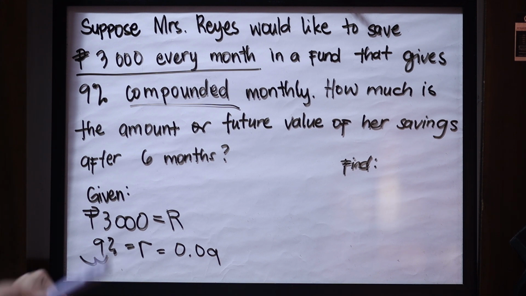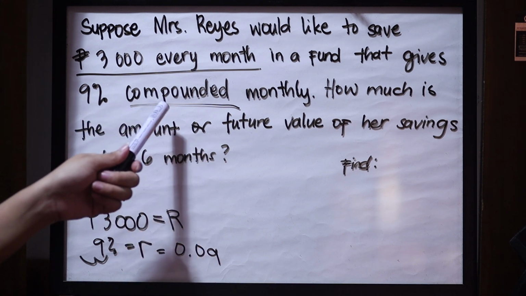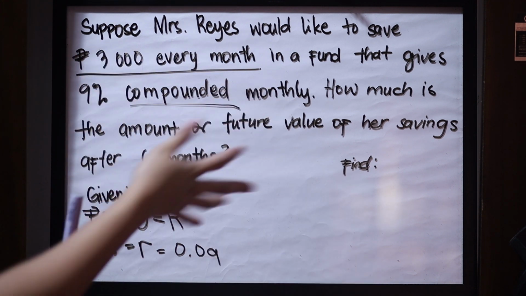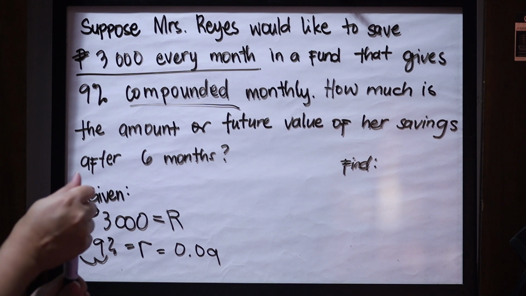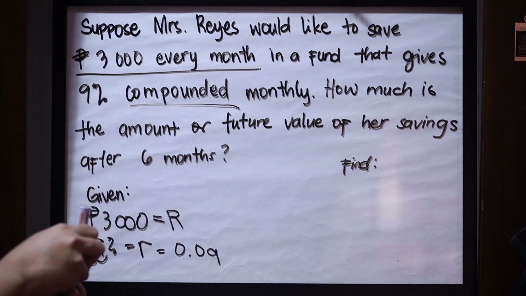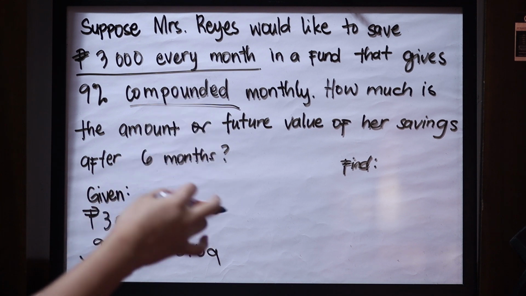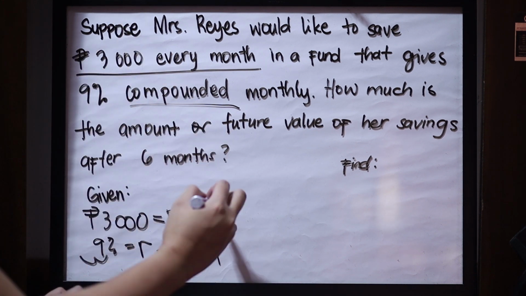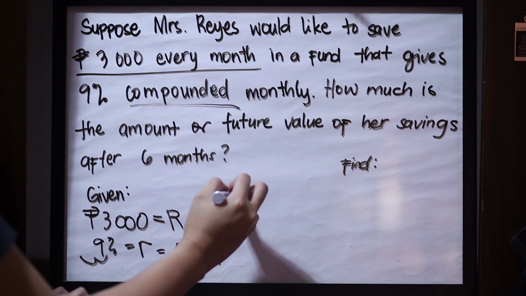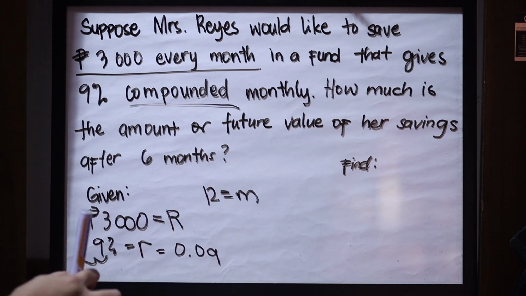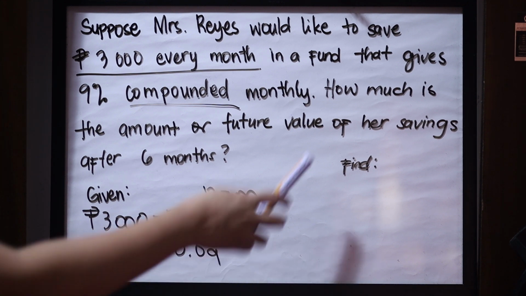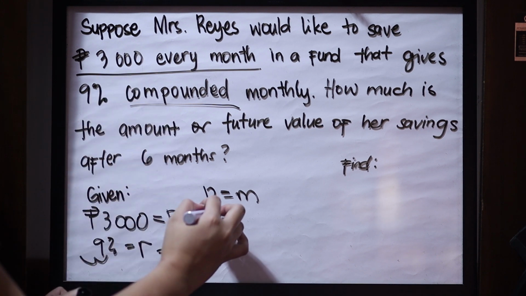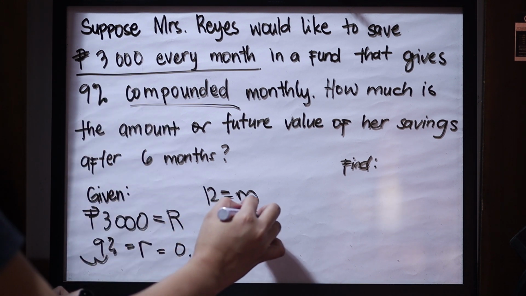And then next, we have the term monthly after the term compounded. Like in compound interest, the term after compounded signifies the compounding period per year, which is monthly. Because it is monthly, the number equivalent is 12 for the compounding period per year, which is denoted by small letter m. Next, how much is the amount or future value of her savings after 6 months? Then 6 months is our time.